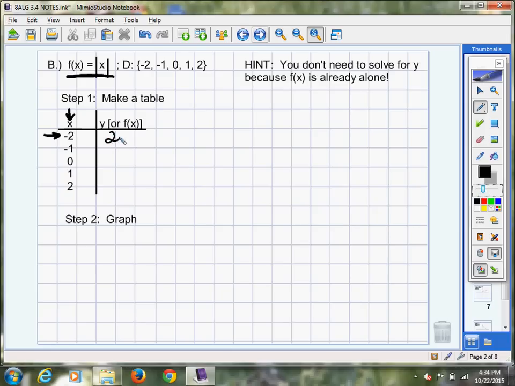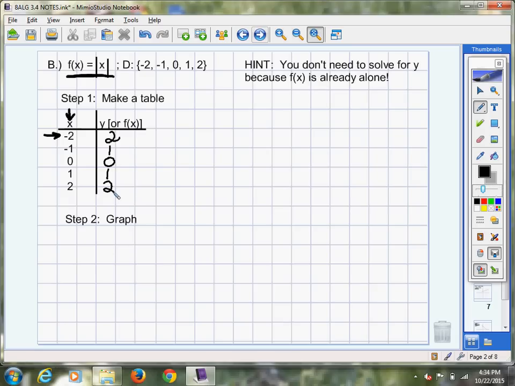All right. Now we're going to do the same thing with -1. What's the absolute value of -1? +1. What's the absolute value of 0? 0. What's the absolute value of +1? Still +1. What's the absolute value of 2? +2. Okay, when you take the absolute value of a number, it's always going to end up being positive. The only way you'll get a negative answer is if there's a negative sign outside of the absolute value. There's not. So all our answers are going to be positive.